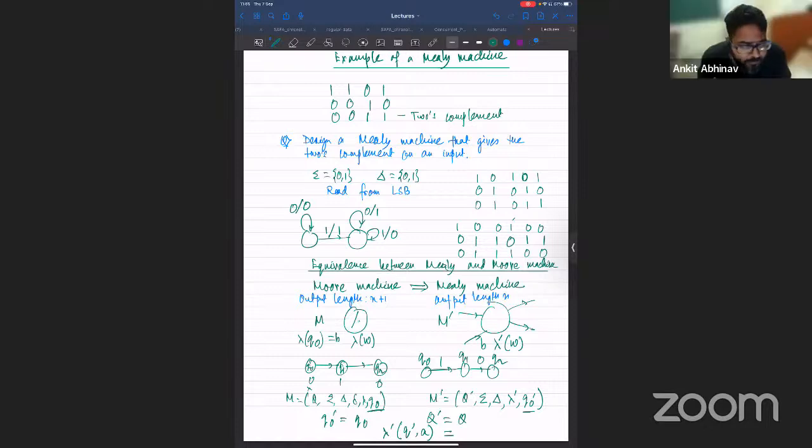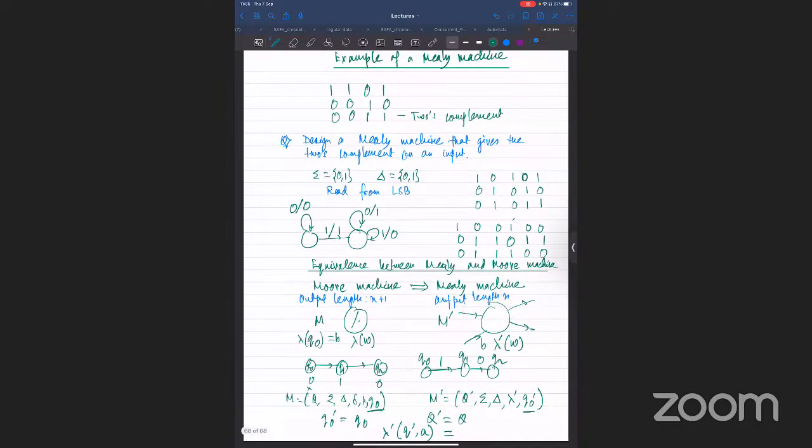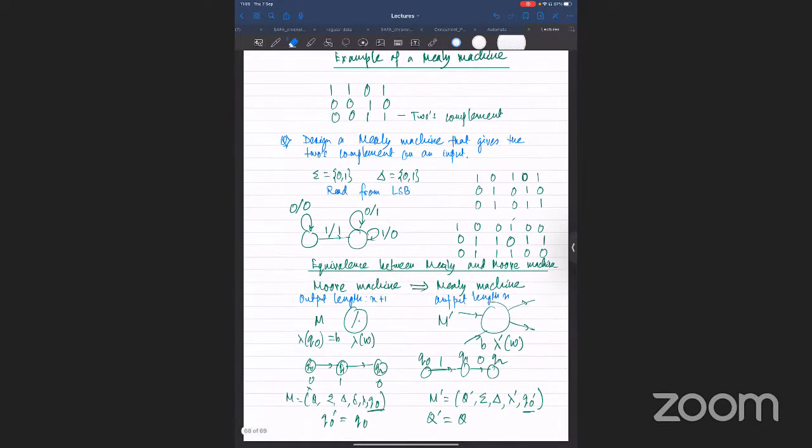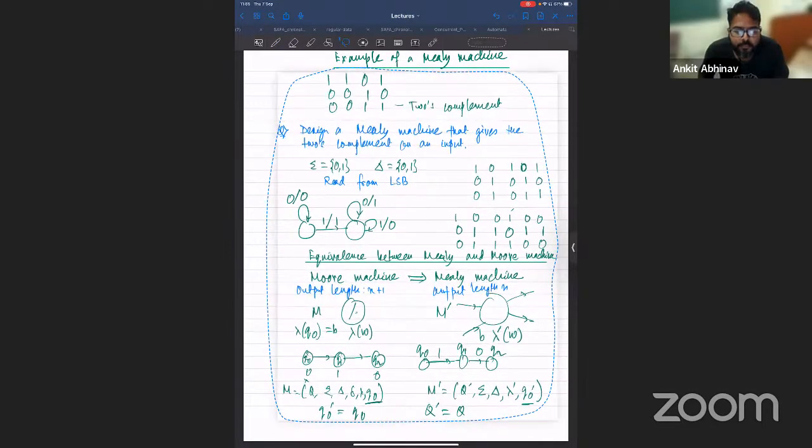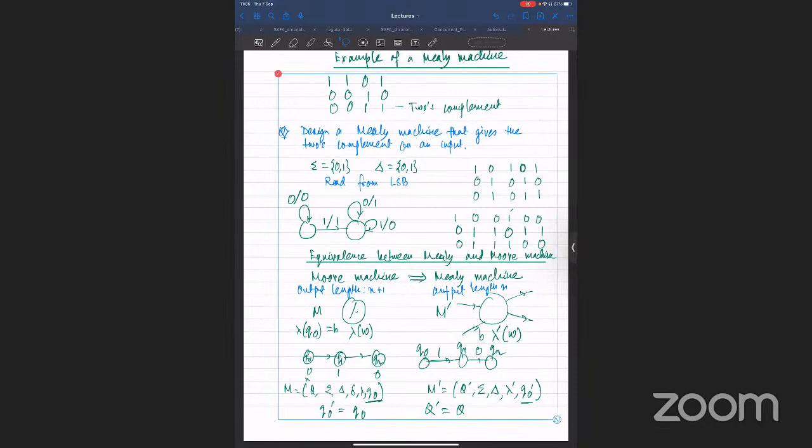Sir, I'm not able to see. Where is your screen, sir? Where are you writing? I'm not able to see that. Okay, it's at the bottom. Okay, so let me go to another page, or maybe I'll just minimize this a bit. That's fine.